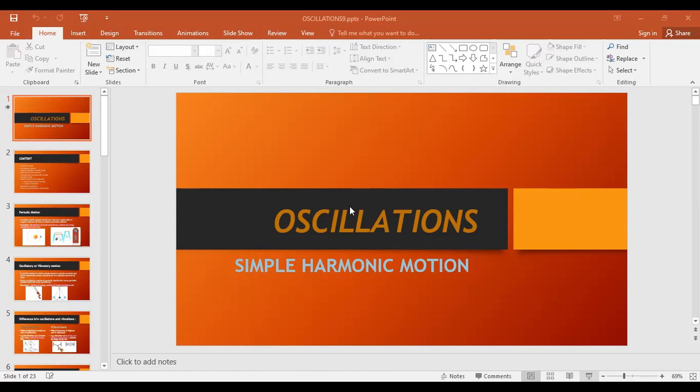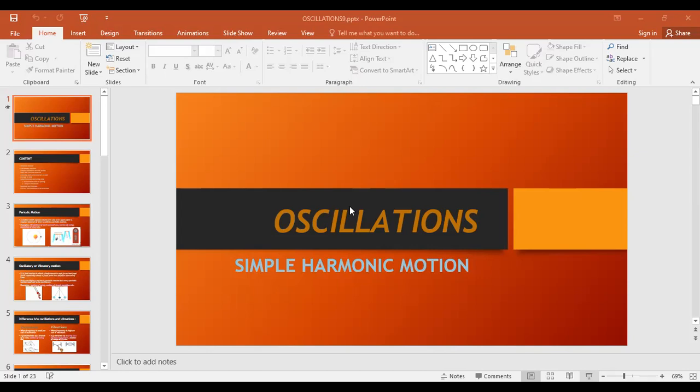Oscillations. Yes, to and fro motion. There are total 4 types of motion. What are they? Linear motion, circular motion, rotating motion, oscillatory motion. Once again: linear motion, circular motion, rotating motion, oscillatory motion. Linear motion, or translatory motion, means straight. When the body is moving in a straight line, we say it is a linear motion.